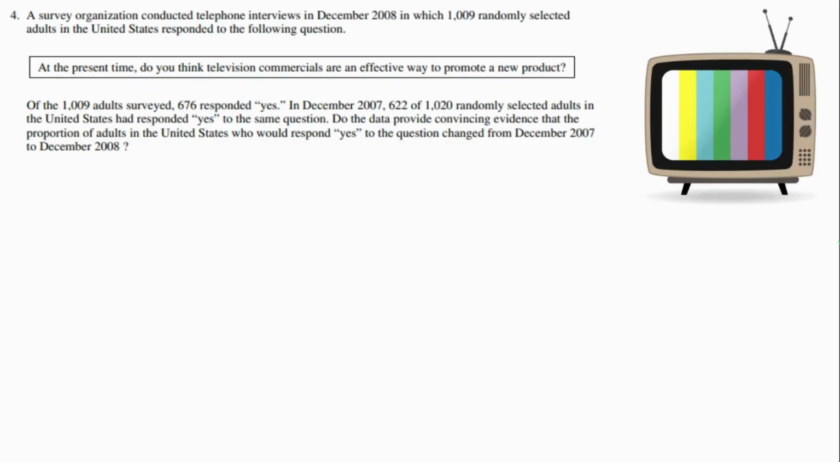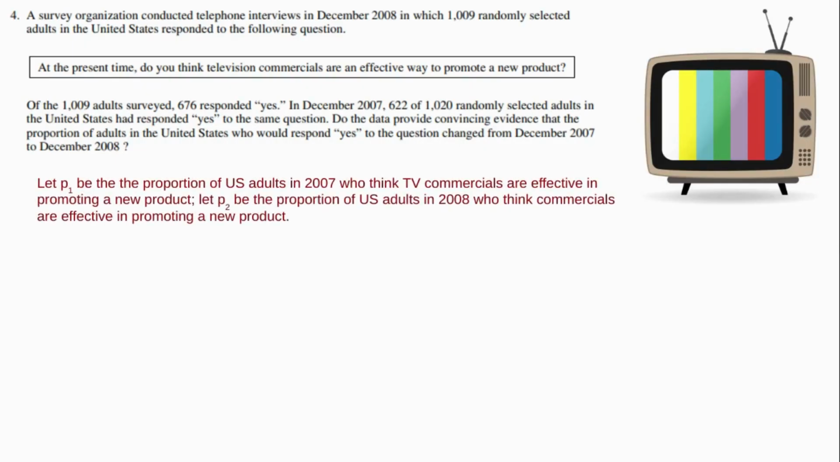All right, let's see these steps. We're going to let P1 be the proportion of U.S. adults who think TV commercials are effective at promoting a new product, and we're going to let P2 be the proportion of U.S. adults in 2008 who think the same. We're going to perform a two-sample z-test for the difference in population proportions. You must state that to get full credit.